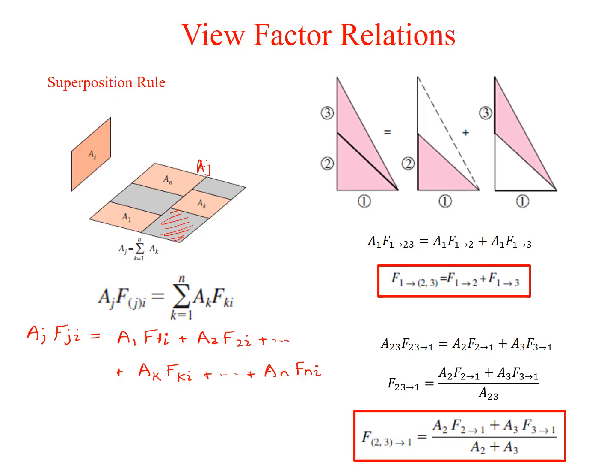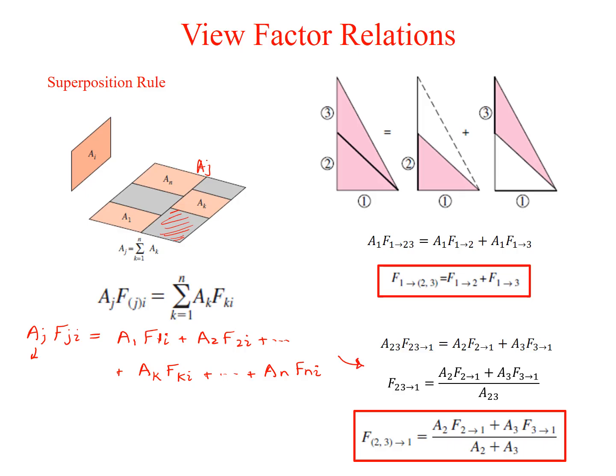If you were to expand this a little bit more, you would have to write this AJ as actually equal to A1 plus A2 plus A3 plus all the way to AN. This will become more clear when we look at it with just two or three terms in here.